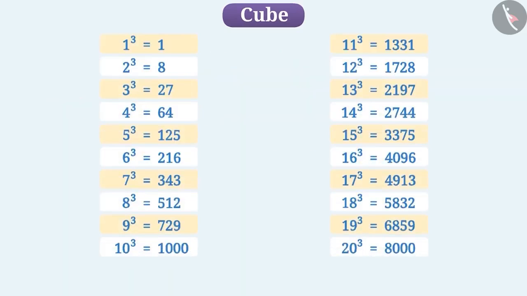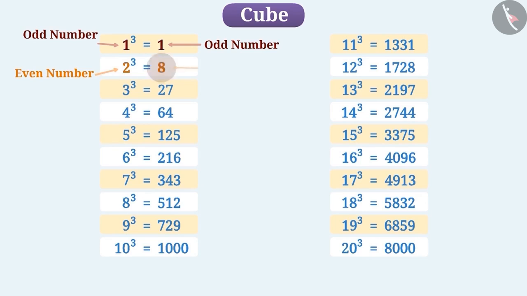Cubes of numbers from 1 to 20 are shown here. Try to learn them as they are very useful in mathematics. As you can see, the number 1 is an odd number, and if we look at its cube, that is also an odd number. Similarly, you can see that 2 is an even number and its cube is also an even number. Is this true for all numbers and their cubes? You can stop the video and find out. You will find that the cubes of even numbers are even and the cubes of odd numbers are odd.